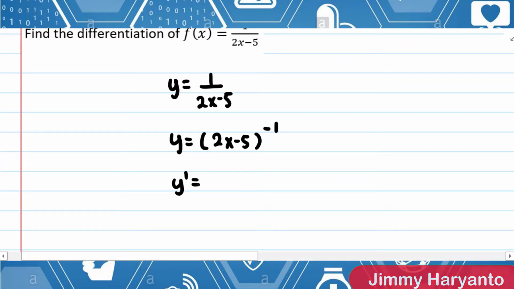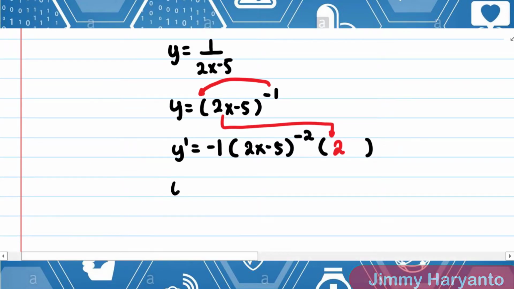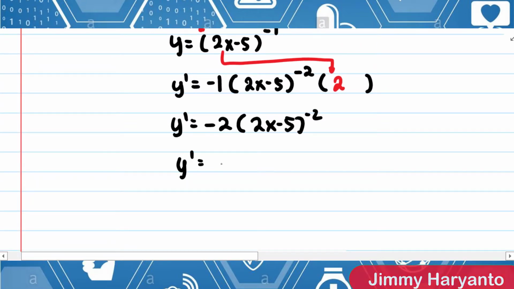That means to differentiate it, we will follow the chain rule. So first, move the power, then reduce the power by 1, which gives negative 2, then times it with the inner function differentiation. The simplest form is negative 2 times (2x minus 5) to the power of negative 2. Obviously you can write it like this, negative 2 over (2x minus 5) to the power of 2.